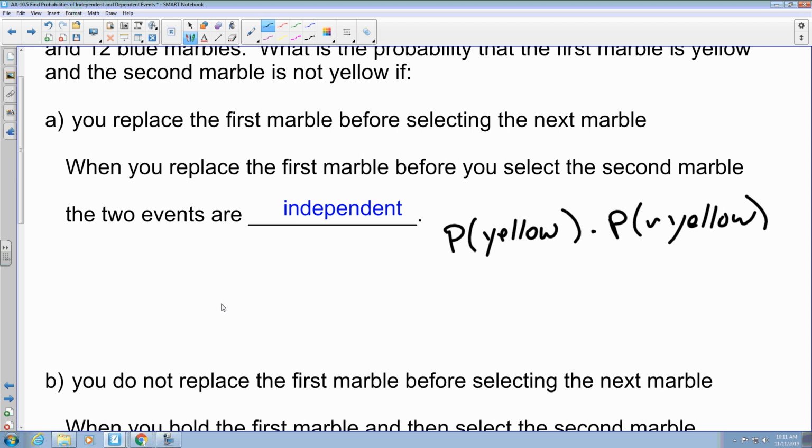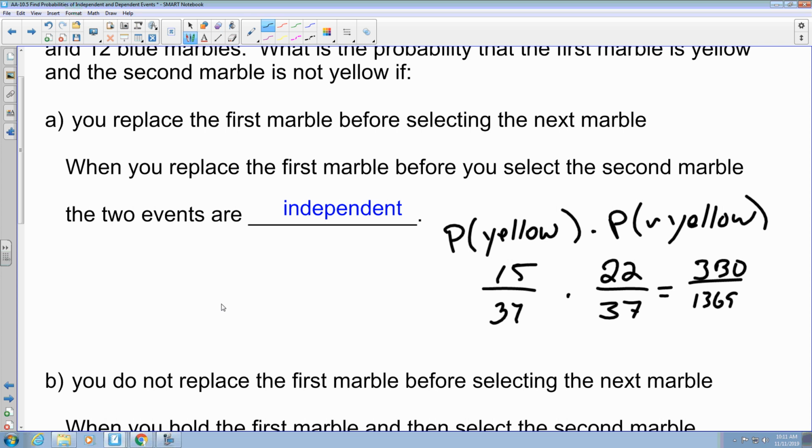So there's 15 yellows, and you have 15 out of 37 chance, and it gets multiplied. The ones that are not yellow, you add them together, that would make it 22. So 22 out of 37. So 15 times 22 is 330, and 37 times 37 is 1369. So that is 0.241, or about 24.1%.